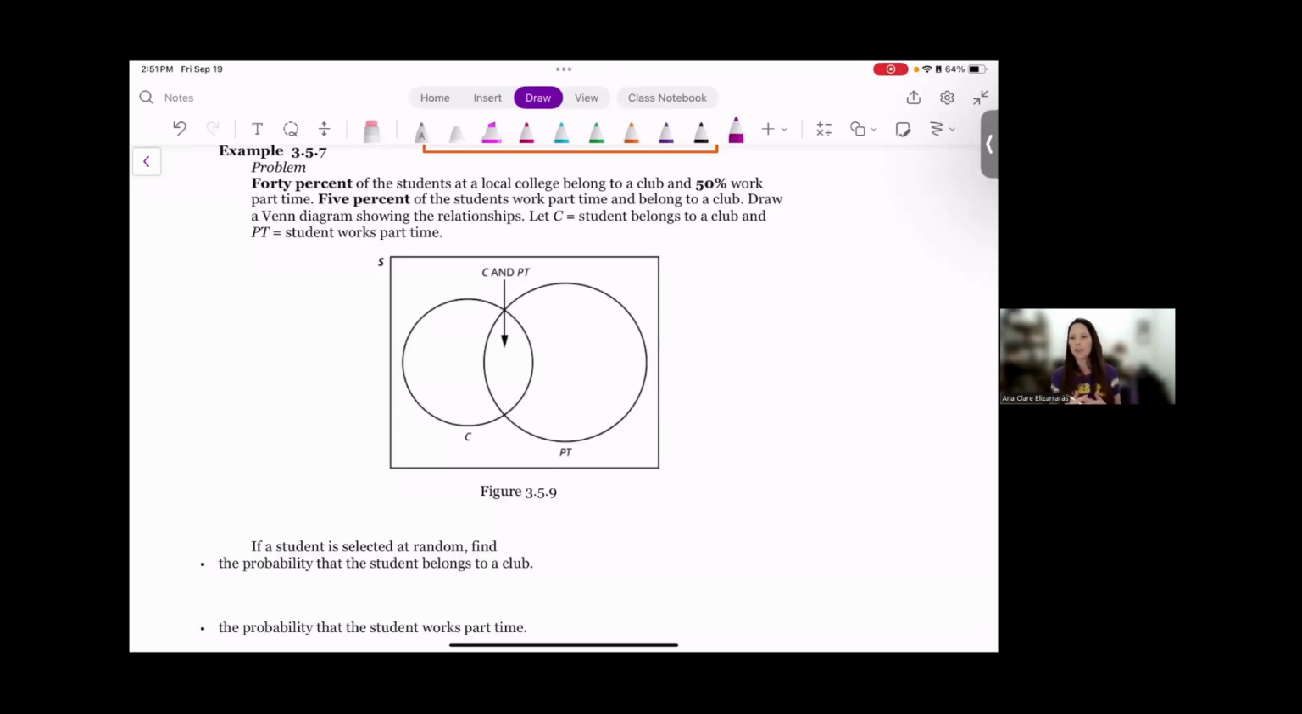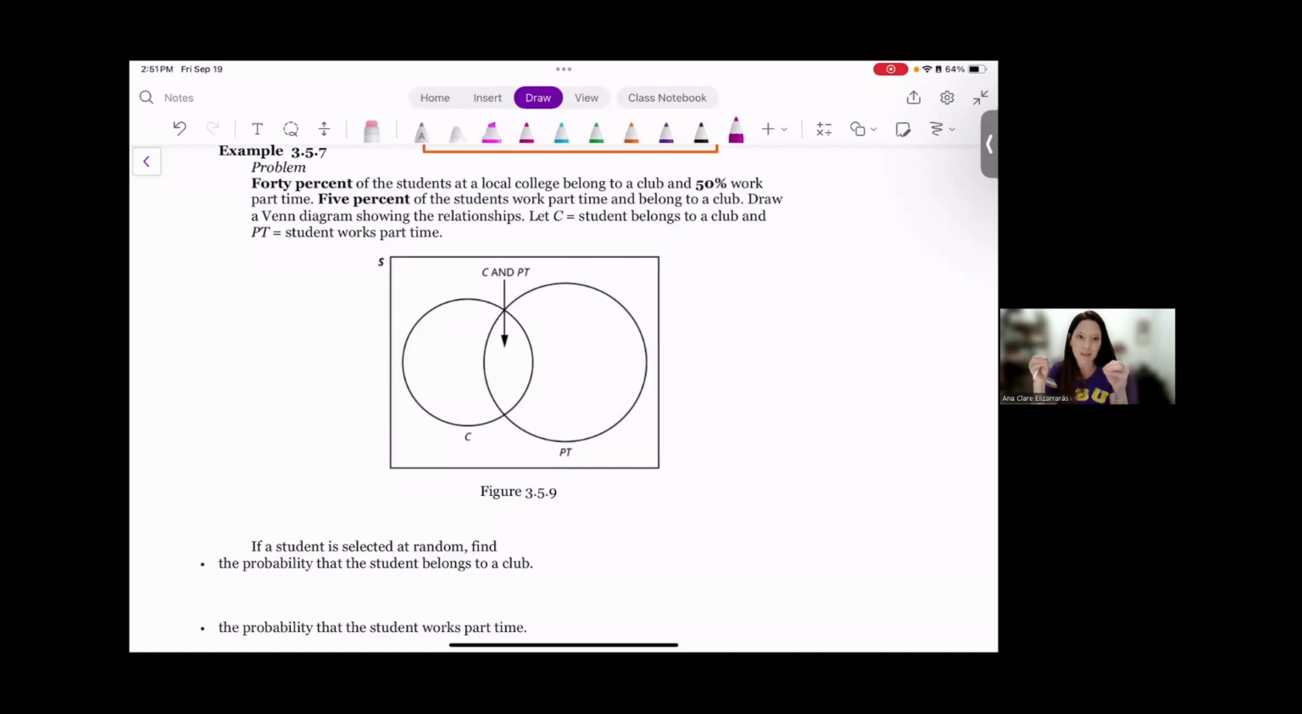We are working on Venn diagrams, ways that you can display probabilities and perform calculations of probabilities, intersections, unions, and the like. In this problem, we have 40% of students at a local college belong to a club. 50% work part-time. So I know how many belong to a club and how many work part-time, but I don't know how many do both and how many do either, those types of things.